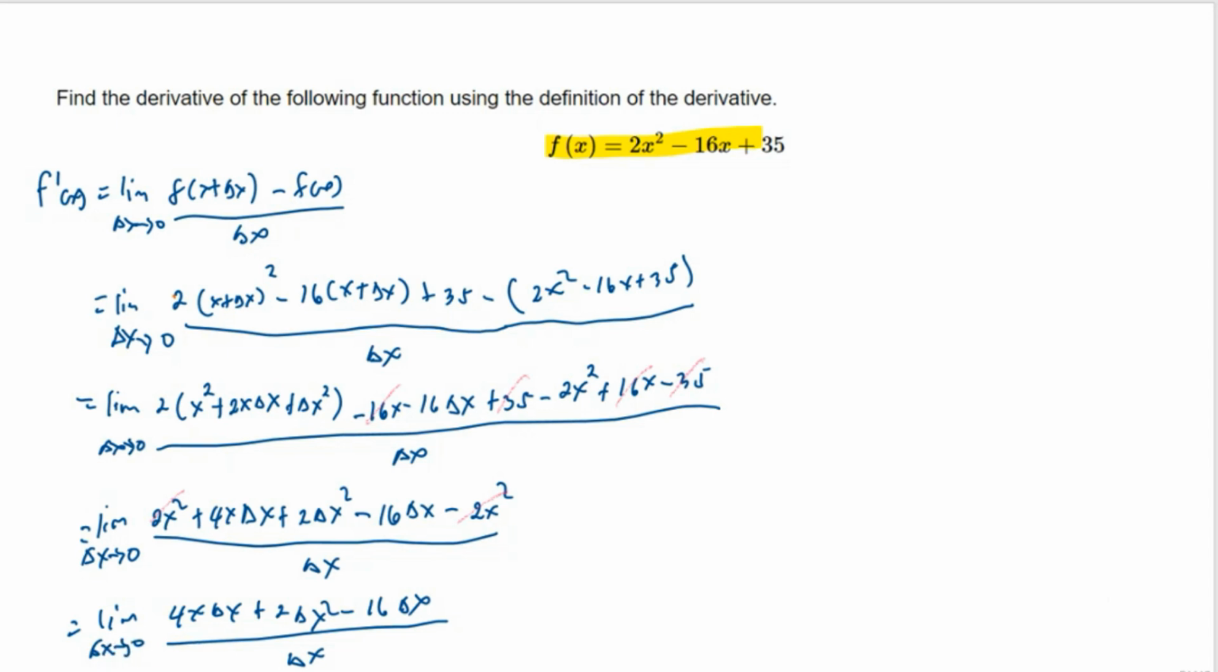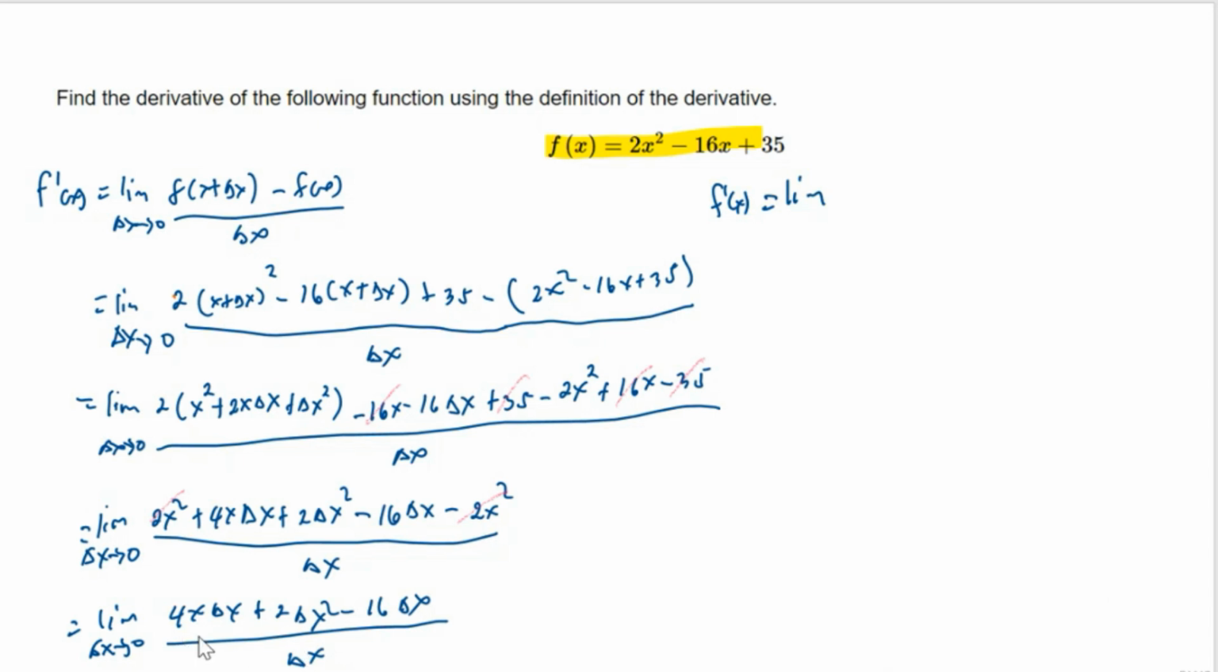As you can see, we can now divide the numerator by delta x. This is the continuation: f prime of x equals the limit of, dividing, 4x delta x divided by delta x. You can either divide right away, or factor out the numerator, which has a common factor of delta x. For this example, I will just divide right away by delta x.